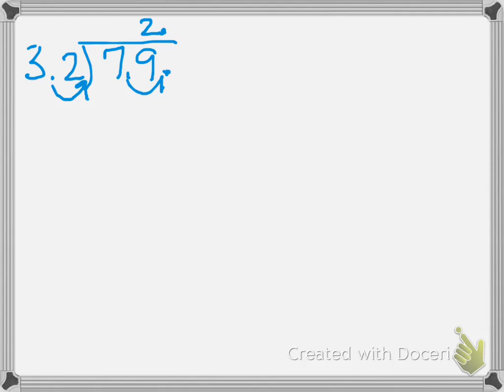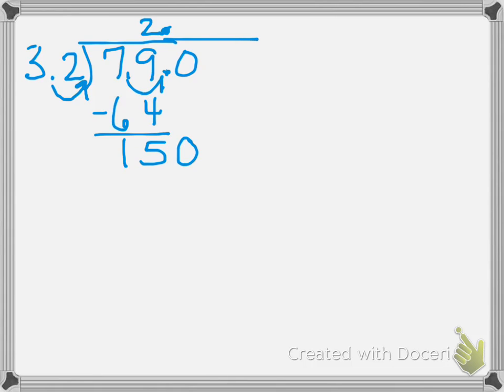Okay. All right. And that was 64. Subtract. Bring down my next 0. There's a decimal here. This will be 4. 4 times 2 is 8. 4 times 3 is 12. Subtract.